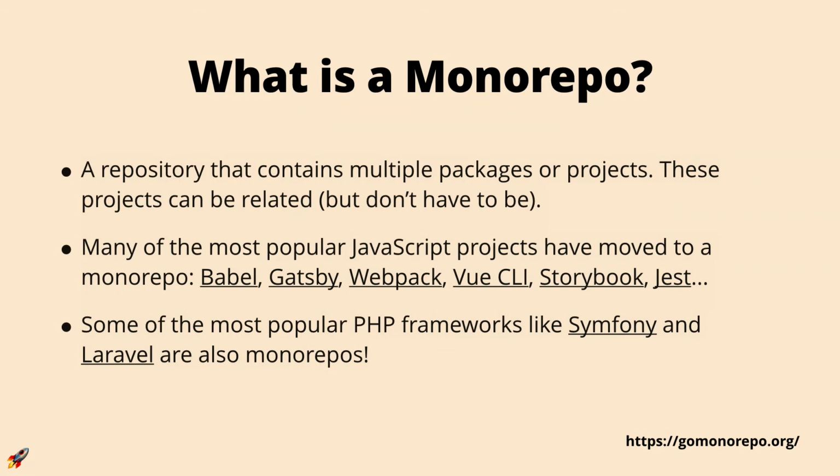Some of the most popular JavaScript libraries and frameworks out there, things like Babel, Gatsby.js, Webpack, Vue.js, Storybook, Jest, there's a ton of others. They all use this same model, where there's one Git repository that houses all of the code, and then it distributes out all the individual pieces whenever you're ready to publish a new release. This idea of a monorepo is actually used in the PHP community as well. Symfony and Laravel, two of the largest frameworks out there for the PHP world, are actually using the same monorepo idea.